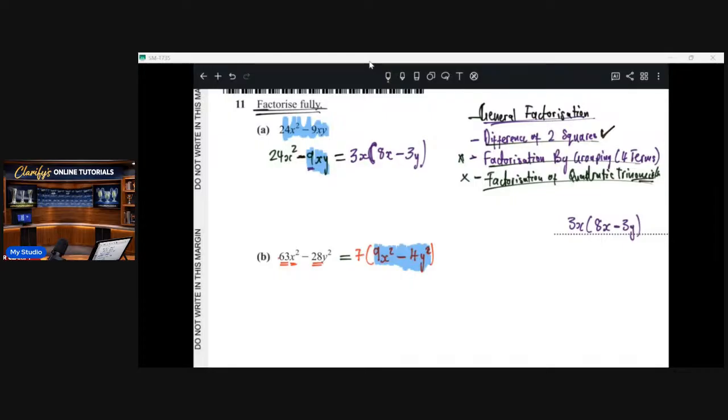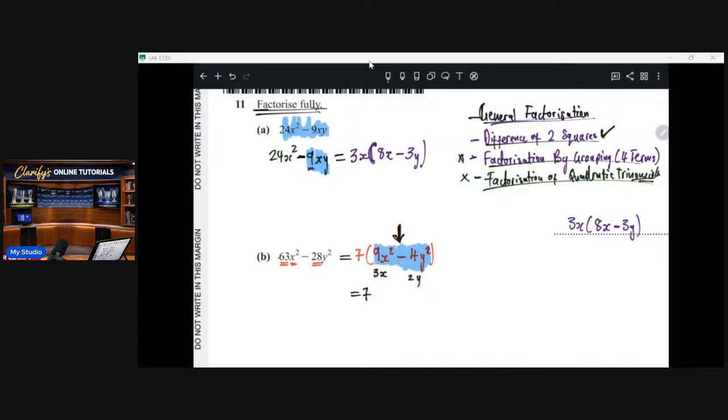So now we can use this method for the things that are inside the brackets only. We still have a 7 outside. Now we are factorizing things inside the brackets. How do you factorize using difference of 2 squares? You square root the first term. So square root of 9 is 3. Square root of x squared is x. Square root of 4 is 2. Square root of y squared is y. You square root everything. That's how you do difference of 2 squares.